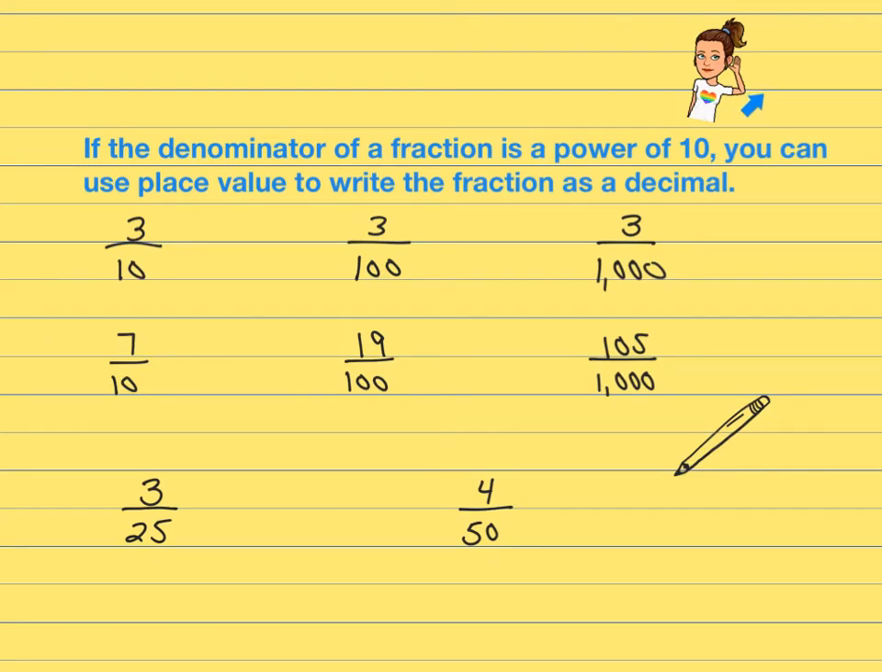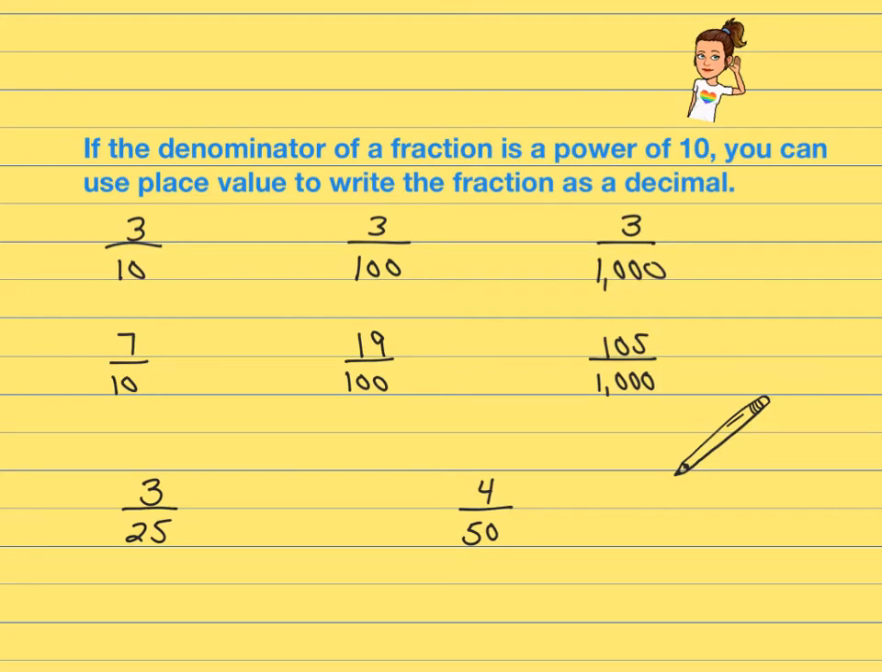Notice the symbol at the top. I want you to listen and follow along, but you don't need to take notes yet. We know that we can divide any fraction to change the fraction to a decimal. We also know that the decimal system is based on powers of 10, such as 10, 100, and 1000. If the denominator of a fraction is a power of 10, then you can use place value to write the fraction as a decimal. Let's take a look using these examples.